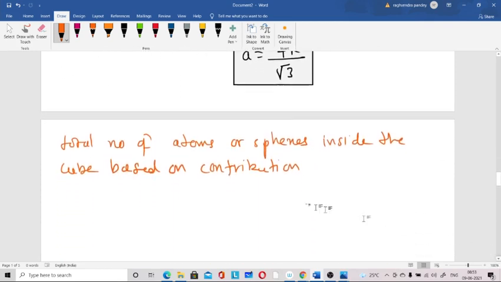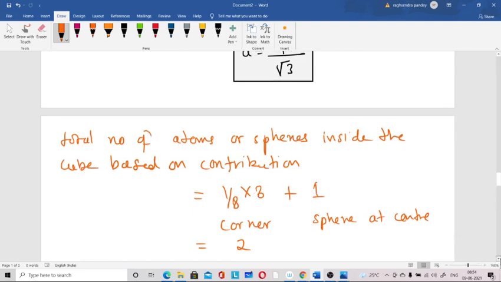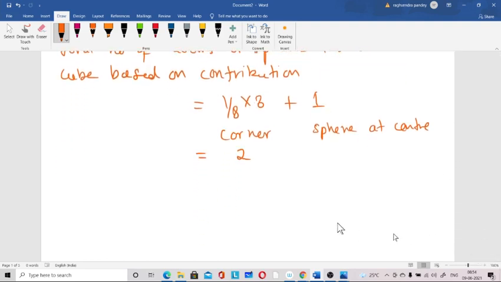The total number of atoms or spheres inside the cube based on contribution is: corner, 1 by 8 into 8, so that is 1, plus 1 sphere at the center. So that is 2. So the total number of spheres inside the cube based on contribution is 2.